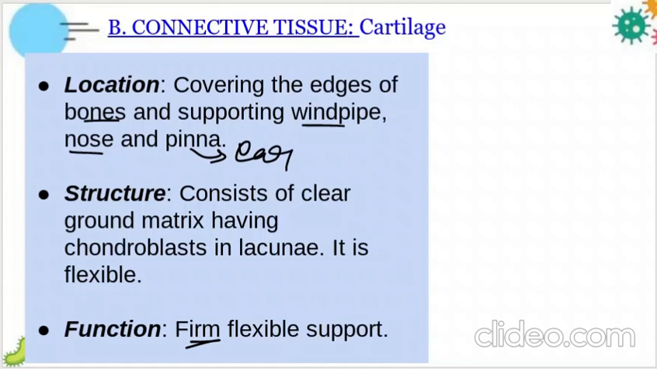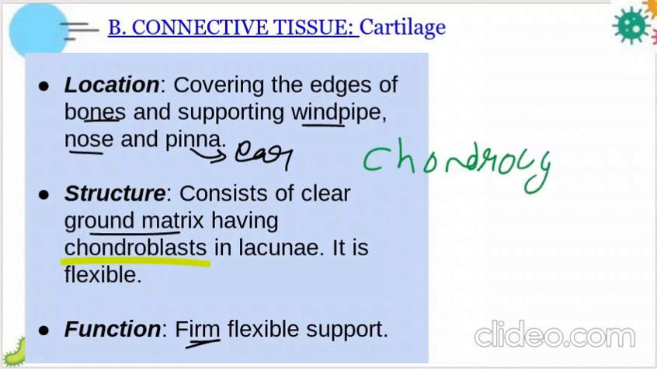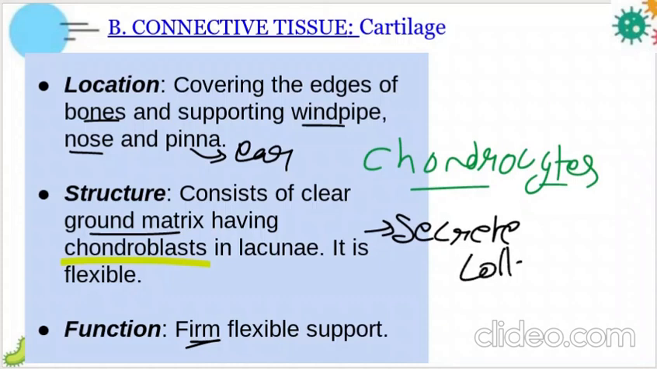And one more important point is that it consists of a clear ground matrix having chondroblasts in the lacunae. So basically, which type of cells do they consist of? They consist of chondrocytes. The cells present in cartilage are chondrocytes. They even secrete collagen fibers for more strength. So collagen fibers are also secreted by the cartilage.